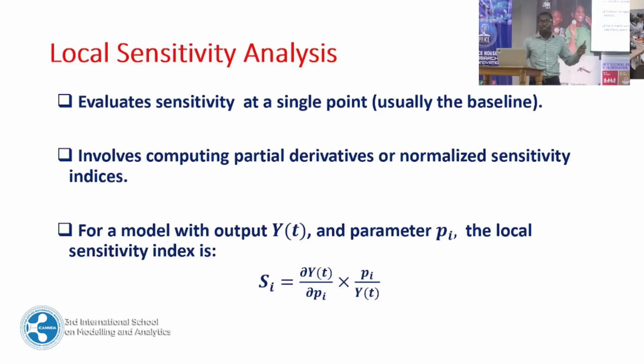So remember, y(t) is the output, the model outcome, and we said it can be your R naught. While the p_i are the parameters of your model. So for local sensitivity analysis, we use partial derivatives to compute that.